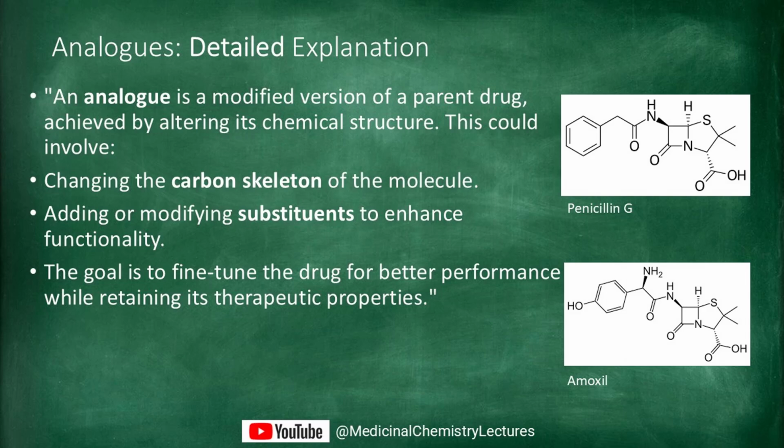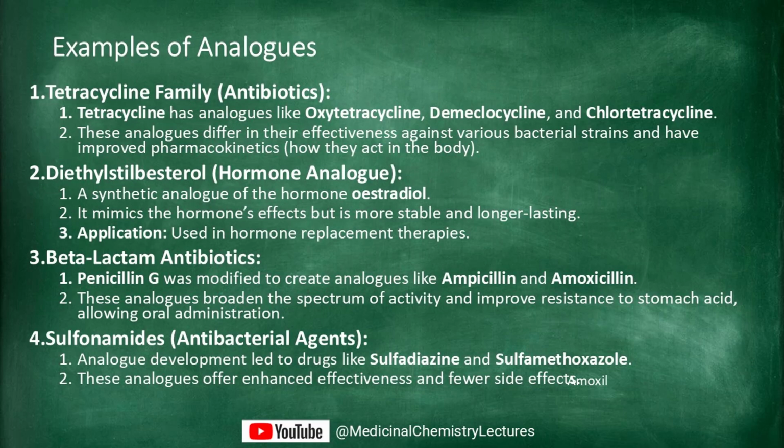Analogues. Detailed explanation. Let's start with analogues. An analogue is a modified version of a parent drug. These modifications can involve changing the carbon skeleton of the molecule, adding or altering substituents to enhance the drug's functionality. The purpose? To fine-tune the drug for better performance while retaining its therapeutic properties. Examples of analogues. Here are some key examples to help us understand analogues better.